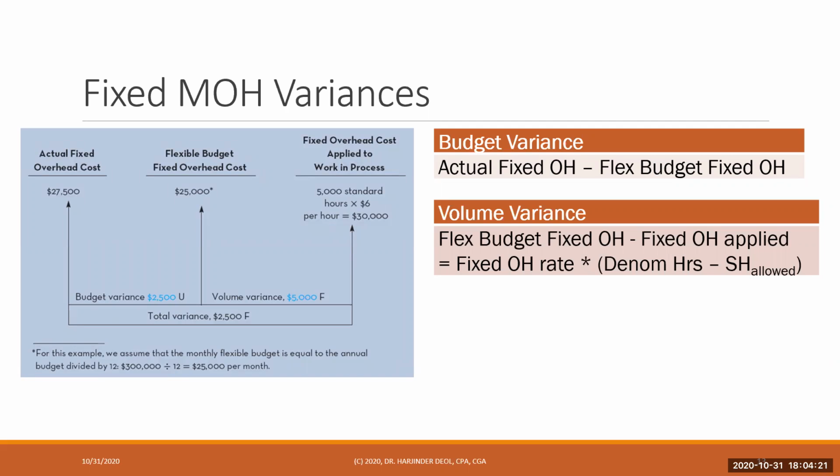So in a columnar manner, this is what the calculation would look like. In the first column, we'll have the actual fixed overhead cost. Second column would be the flexible budget fixed overhead cost. And the third column would be the fixed overhead cost applied to work in process, which is essentially standard hours times the rate per hour for the fixed manufacturing overhead.